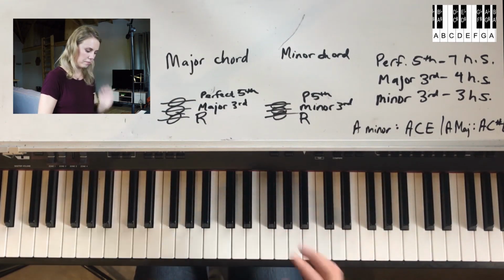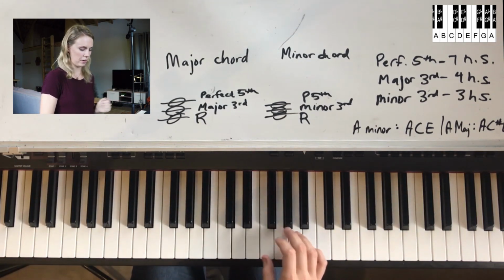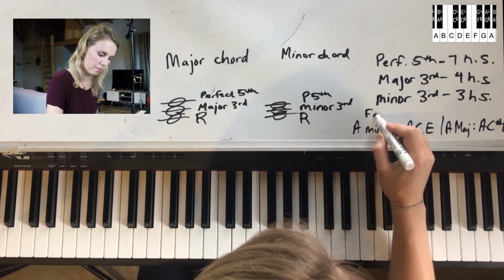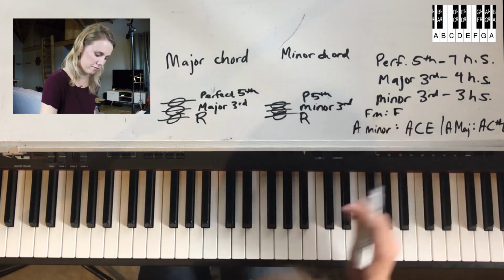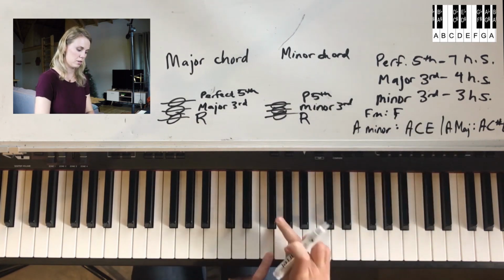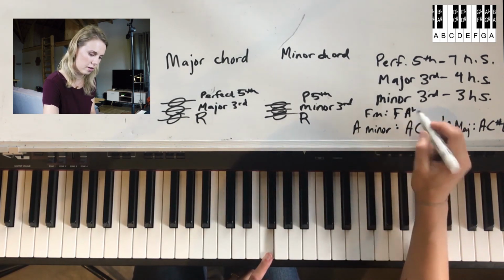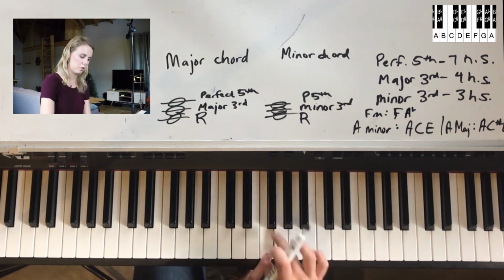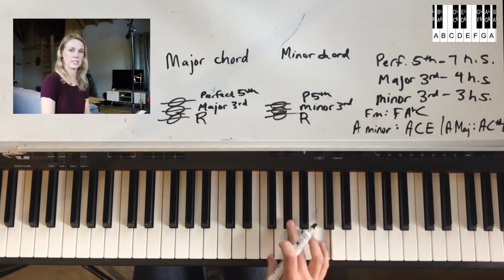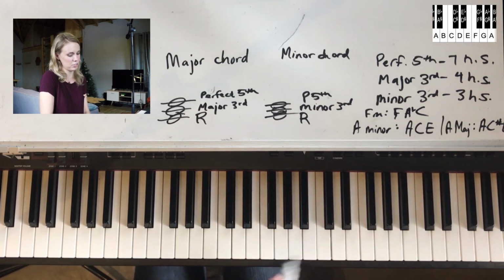Let's find one more. Let's find F minor. Okay? F minor. First note is F. Then we go a minor third, which is 3 half steps. 1, 2, 3. That note is A flat. Then we do 7 half steps. 1, 2, 3, 4, 5, 6, 7. C. That's F minor. But if we want a major, you raise it to get F major.